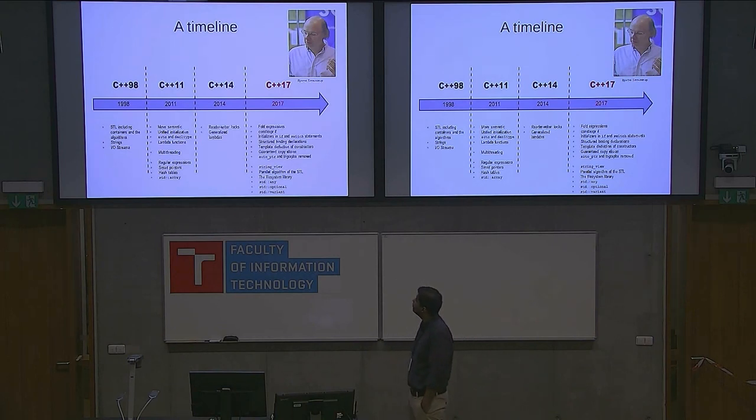The 2014 release was mostly bug fixes and the generalized lambdas. And that's some intense craziness, which I don't want to get into in this talk. We'll refer to it. The 2017 one was, again, a major revision with a lot of features. And we're going to talk about the first few of them in that slide. So since 2011, there's a release every 3 years. That's the timeline. So there's going to be one in 2022. So let's get on with it.